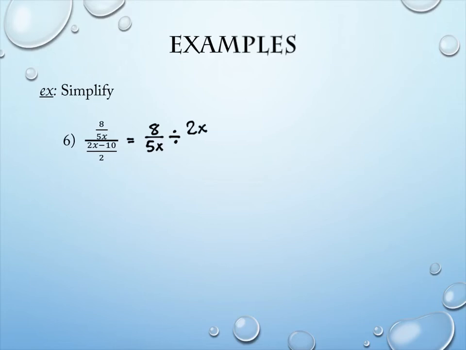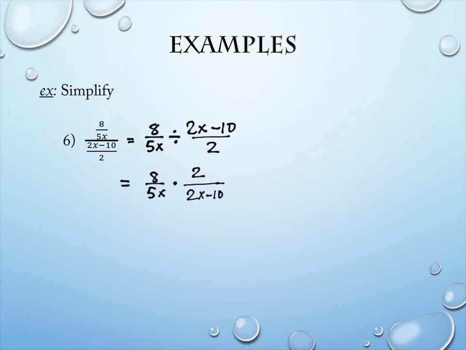This is 2x minus 10 over 2. So just like on the previous one, the first fraction stays the same, division becomes multiplication, and the second fraction flips upside down: 2 over 2x minus 10. Now, unlike the last one, at first glance, there doesn't really seem to be anything that's going to divide out.